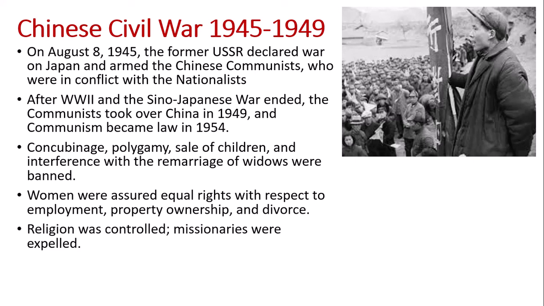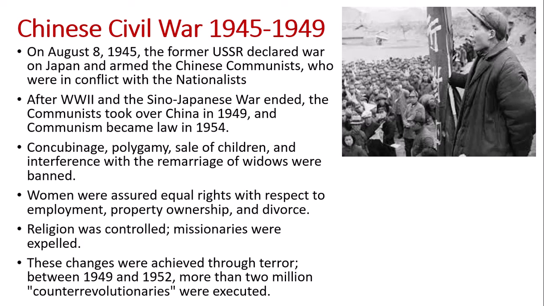divorce, but there's also a controlling of religion. Missionaries are expelled. There are many people who are oppressed in other ways. And really, these changes were achieved through terror. Between 1949 and 1952, over 2 million so-called counter-revolutionaries were executed.